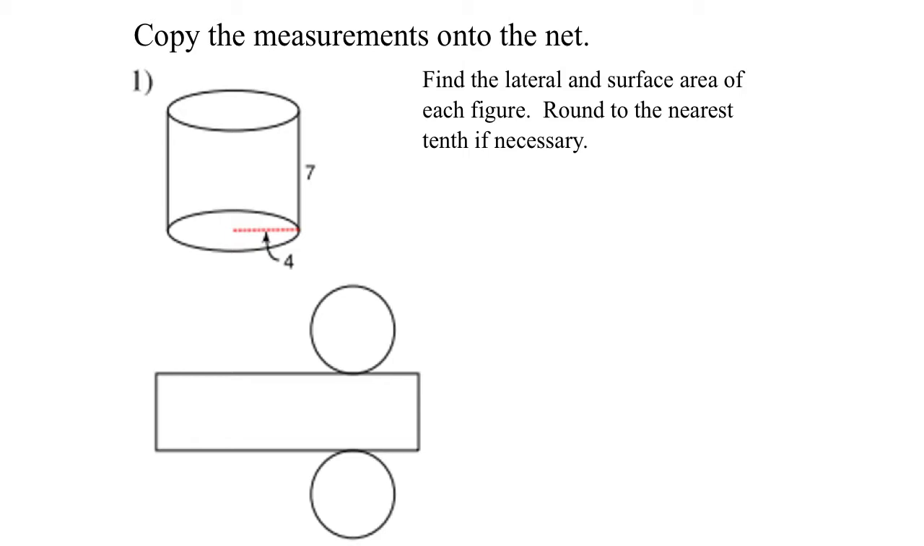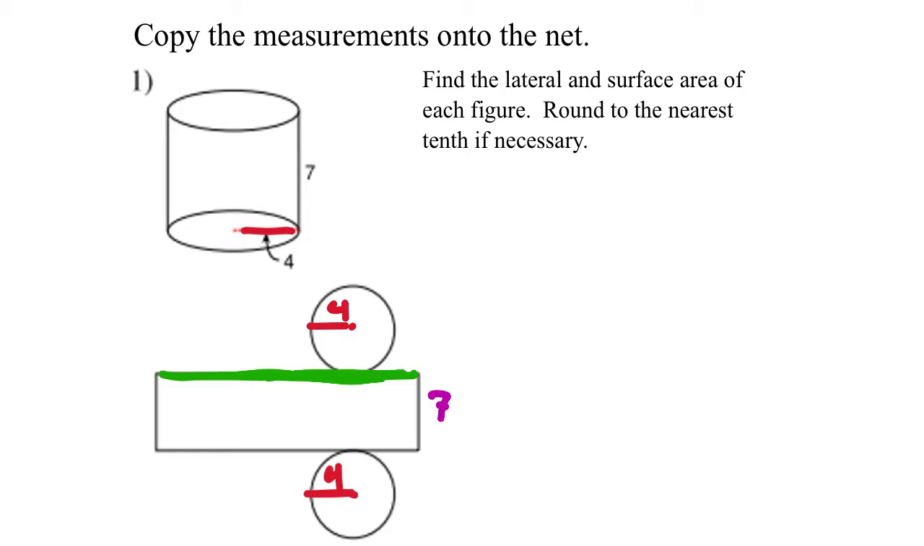It says to copy the measurements on it. So we can see right here that the radius of the circle is 4, and you can put that on the other one if you'd like. Here's what we get: this rectangle is a 7. It doesn't say what the units are on that. But we would still need to find the length of that rectangle in order to find the lateral surface area, which we're going to need to do.